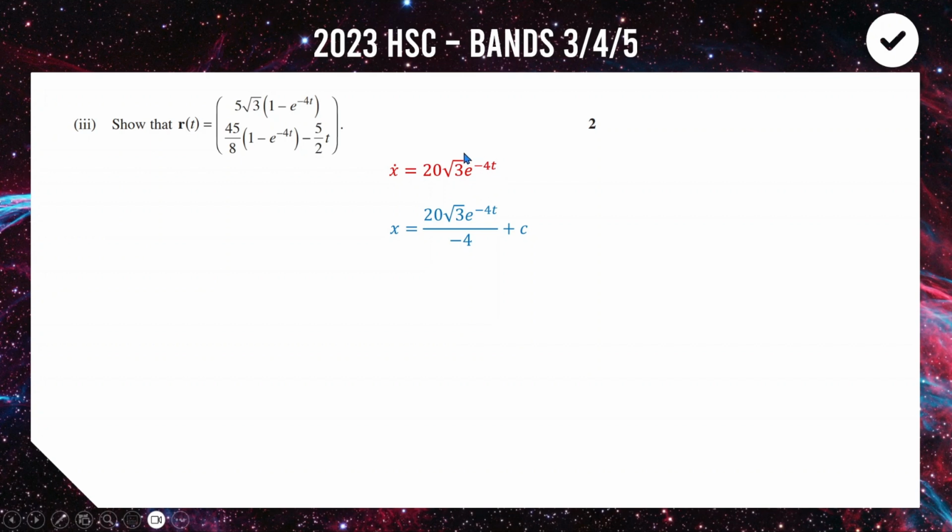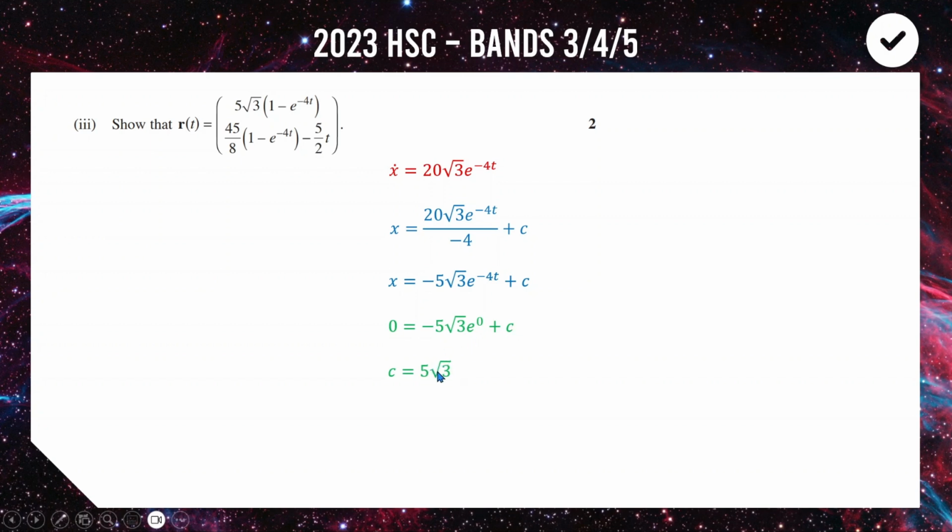Once again, integrating this, we're going to keep it the same. All you need to do is divide by the derivative of the power, which is minus 4 once again. Initial conditions: initially when t is equal to 0, we are at the origin, so x is equal to 0. 20 over 4 is equal to negative 5, that's pretty clever. x equal to 0 when t is equal to 0, so we get 0 equals minus 5 root 3 times 1 plus c. Solving this gets us that our constant is 5 root 3.